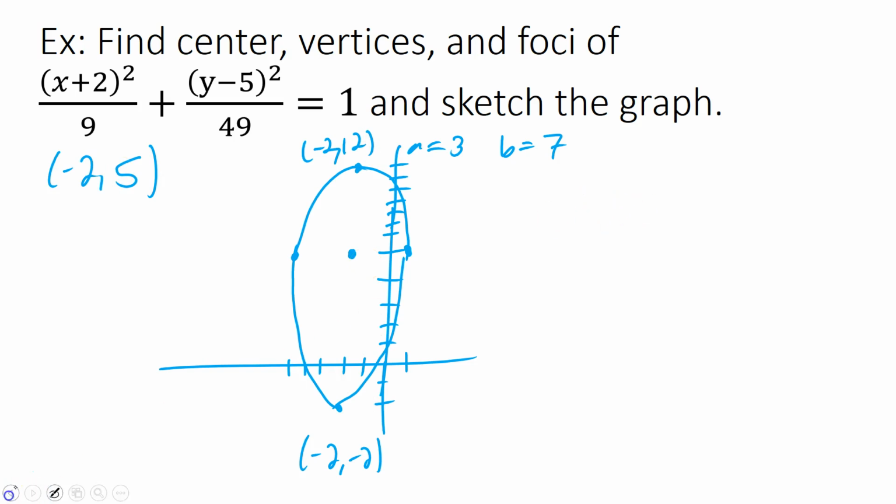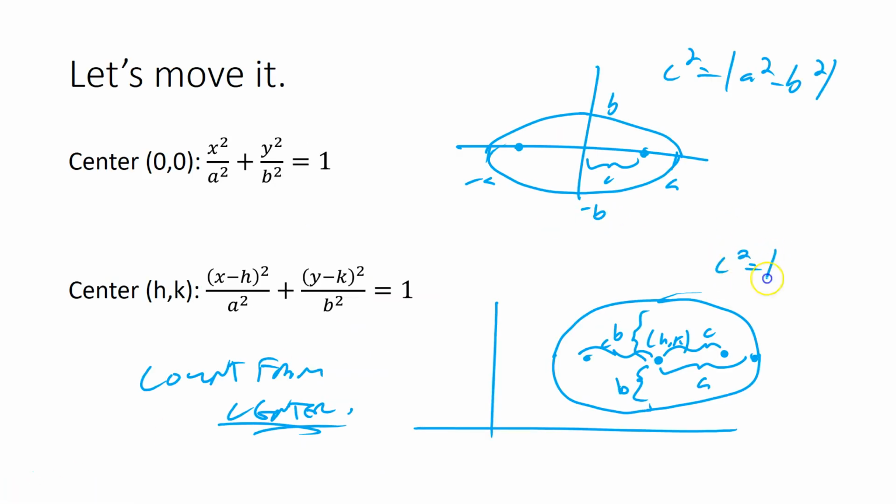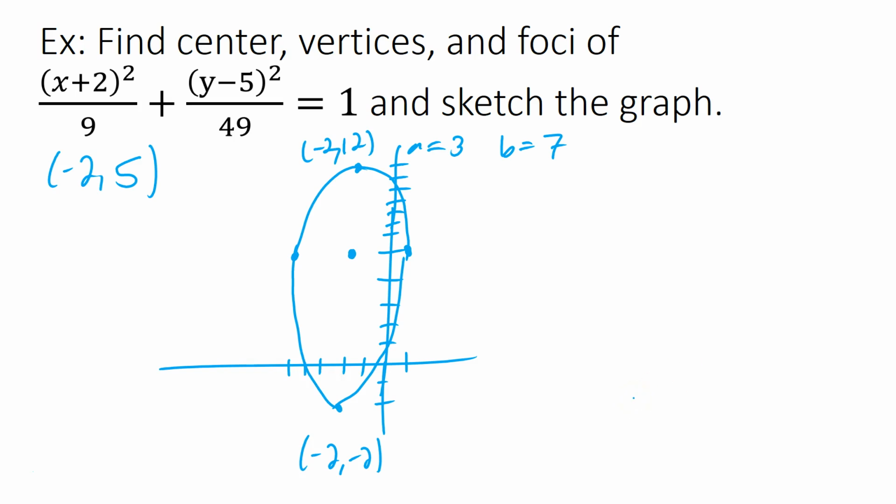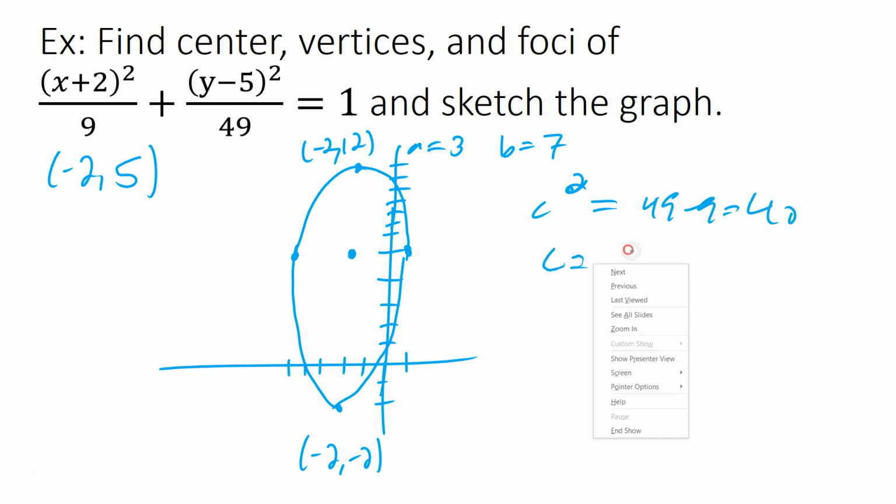So we still have this relationship. It's still c squared is equal to absolute a squared minus b squared. It's just that now it's going to be like out in no man's land. It's not on an axis anymore, right? But it's still the same distance from the center out to each focus. So in this case, c squared, we just look at the bigger one, right? 49 minus 9, that's 40. So if c squared is 40, c is root 40.